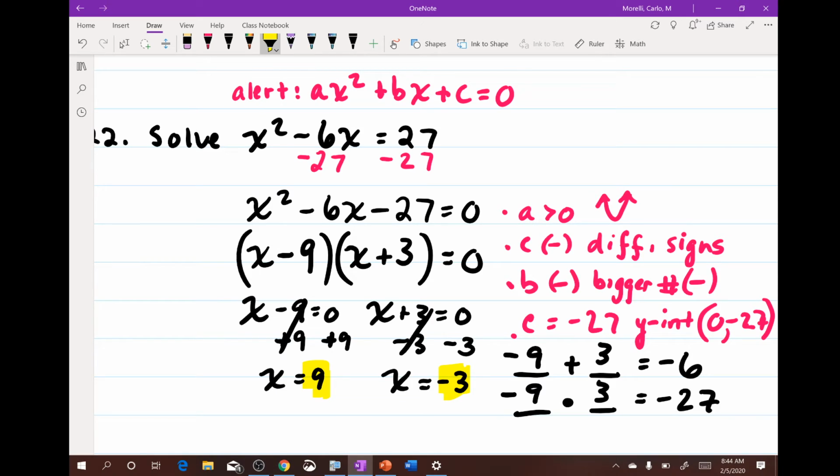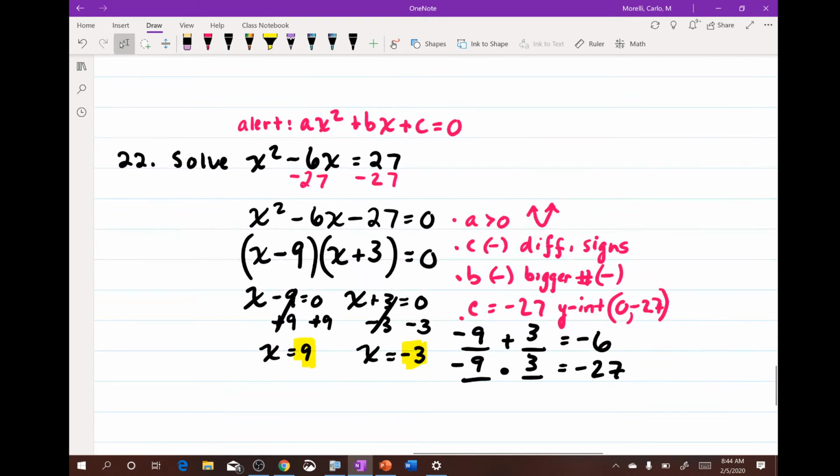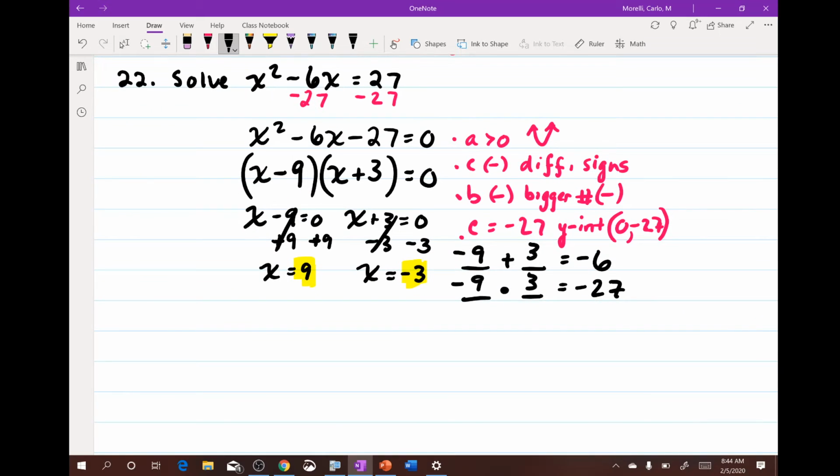Now I'm going to show you how to check your answer. Remember, where x is 9, y is 0. Where x is negative 3, y is 0. Or at least it should be. So how do we check this? This is really cool. This will actually teach you something about the problem. Our original equation that was given to us was x squared minus 6x equals 27. So when we plug in the things that we think x equals, this should all be true, right? So keep writing, don't stop writing.